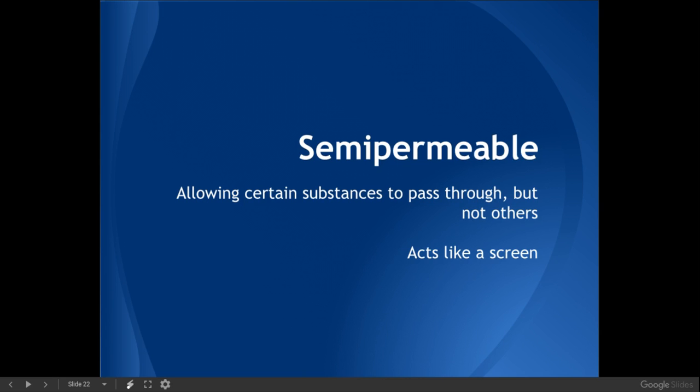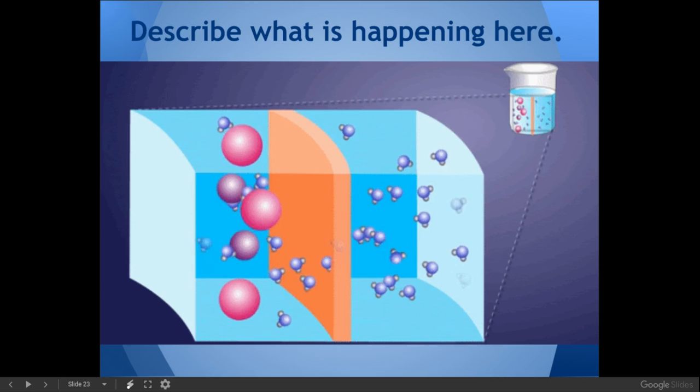Once again, the definition of semi-permeable, we've used this term. It is allowing certain substances to pass through, but not others. It acts kind of like a screen. So if you have a screen in a window, it allows air to pass through, but it does not allow bugs or other kind of larger particles to move through.